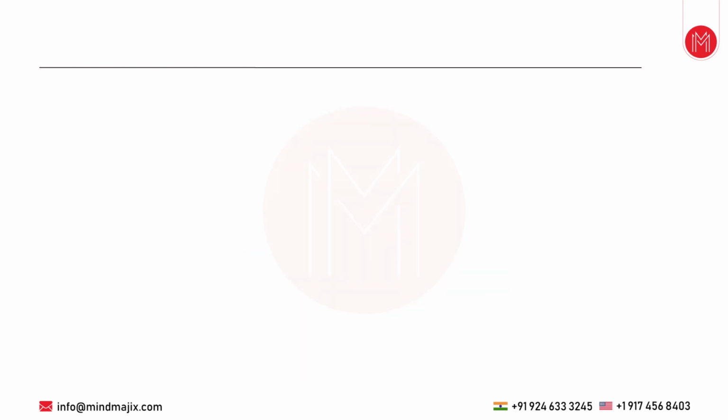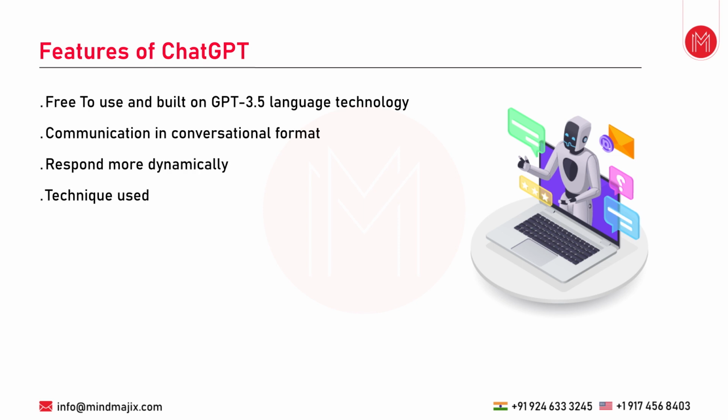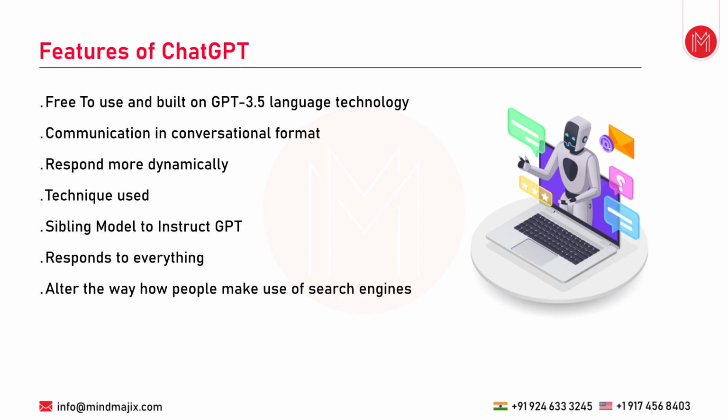The next part of this session is what are the features of ChatGPT. So guys, basically ChatGPT is free to use as of now, and it has been built on GPT 3.5 language technology. The general public was given access to the AI-powered chatbot on OpenAI's website. While it is still in the research review stage, users can sign up and test it out for free. And as we have discussed already, this was built on top of GPT 3.5.